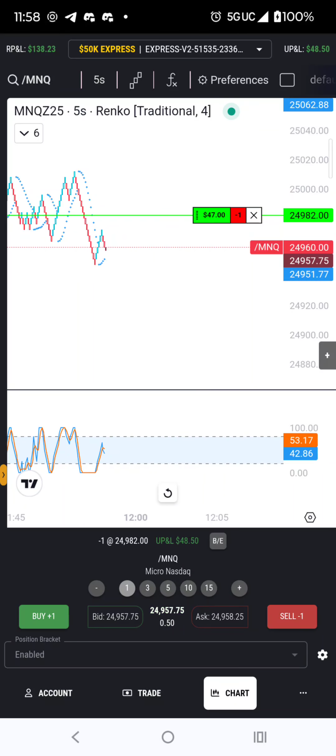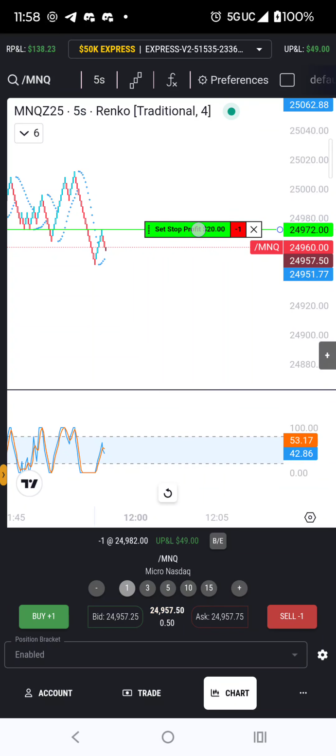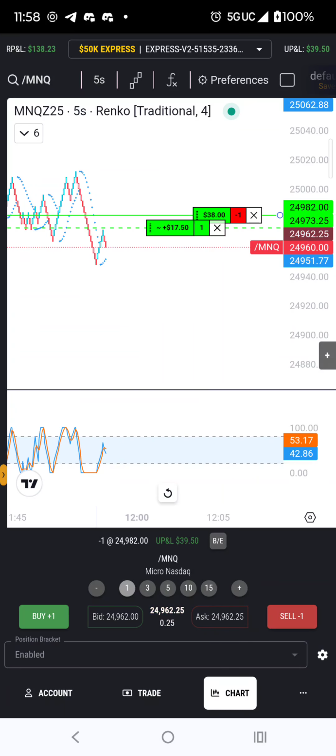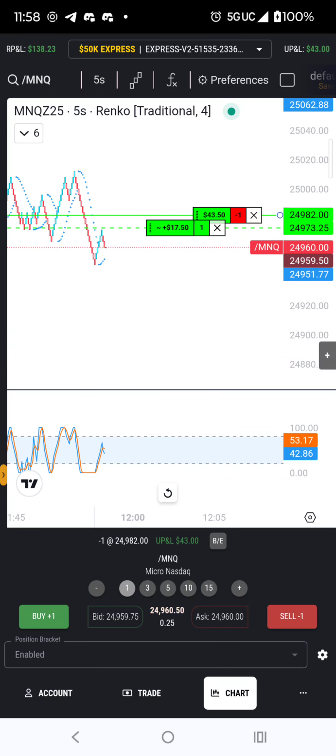There it is. Good push. Just put the trail right there. It's not much, but you're just going to go with the structure though.